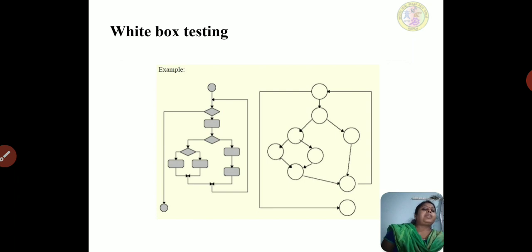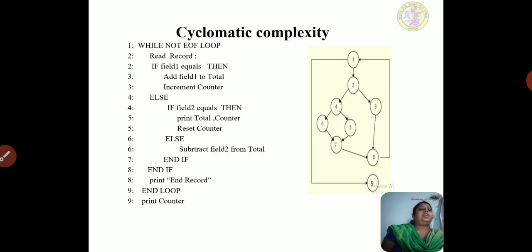Then finally, it has to repeat for n number of times. Only when it becomes false does it come out of the loop. That is represented with the flow diagram. Then this is one of the examples. For the previous example, the complexity is known as cyclomatic complexity.